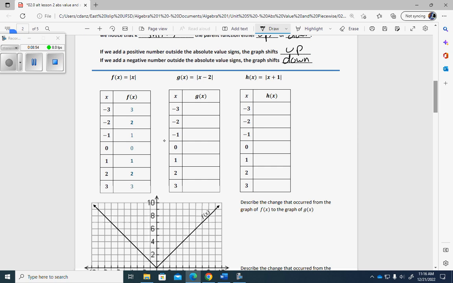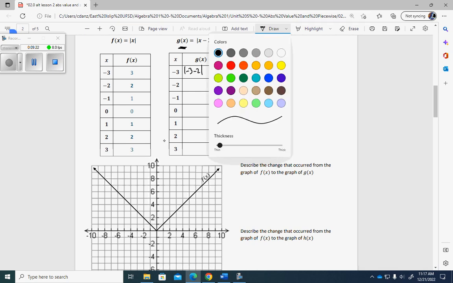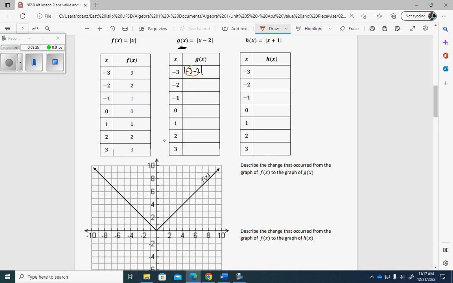Here's function f again. This time it's graphed correctly on our graph. And now they're defining function g a little bit differently. Notice we have this minus 2, but inside the absolute value function. So now we have to be careful. We have to do the absolute value of negative 3 minus 2. So I do the negative 3 minus 2 first, and negative 3 minus 2 is a negative 5. And that negative 5 is in absolute value symbols. So what's the absolute value of negative 5?